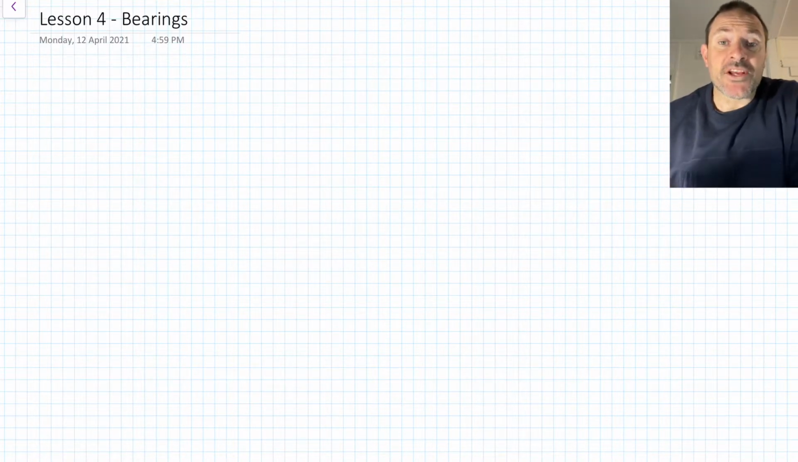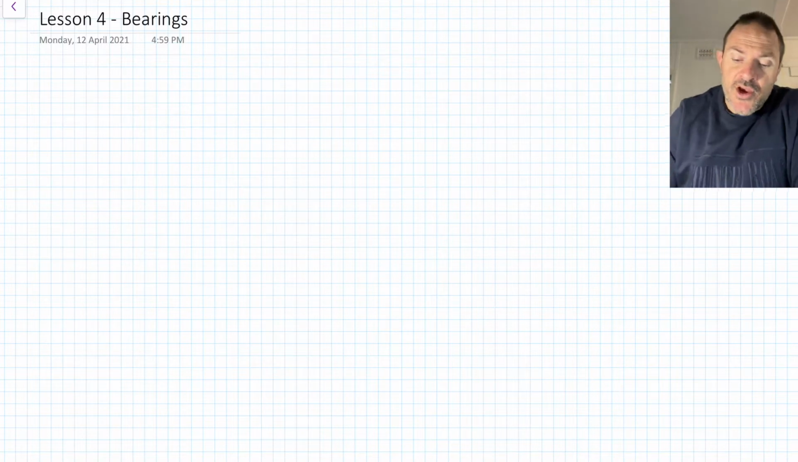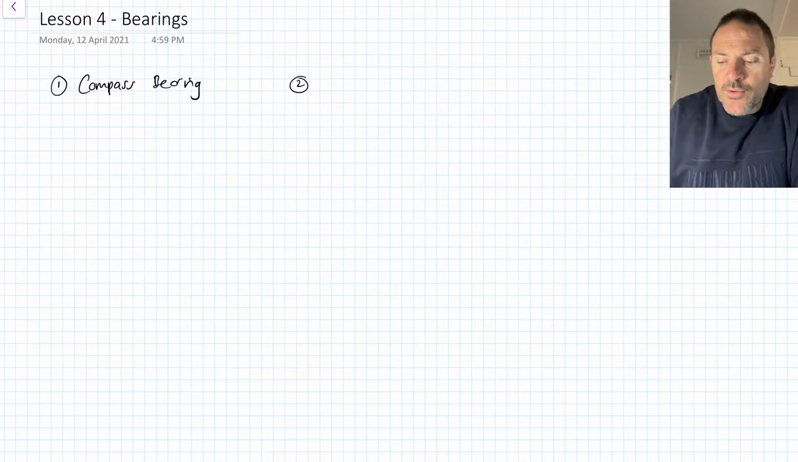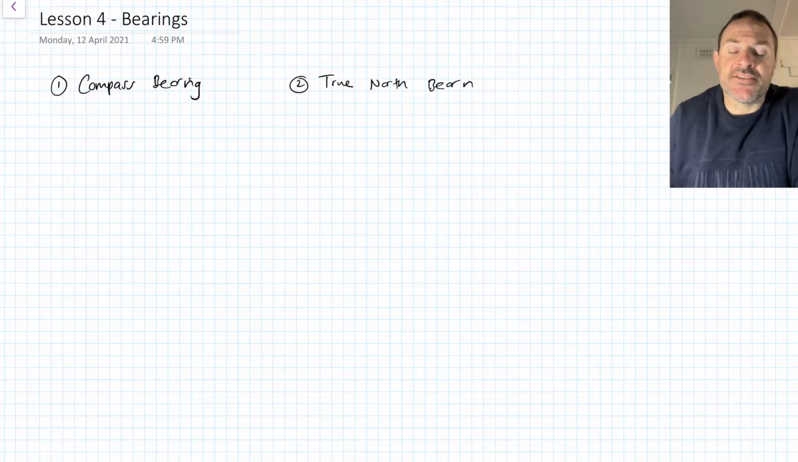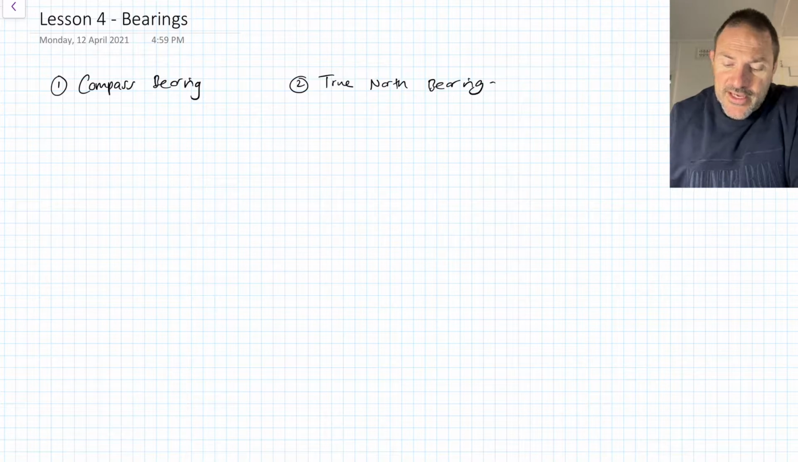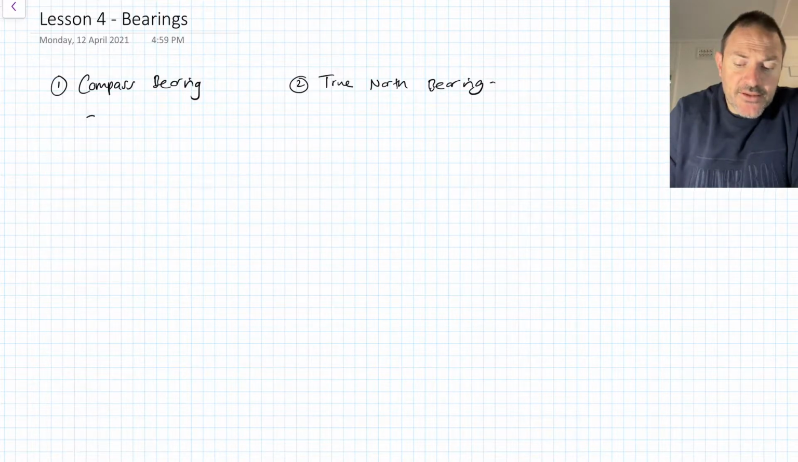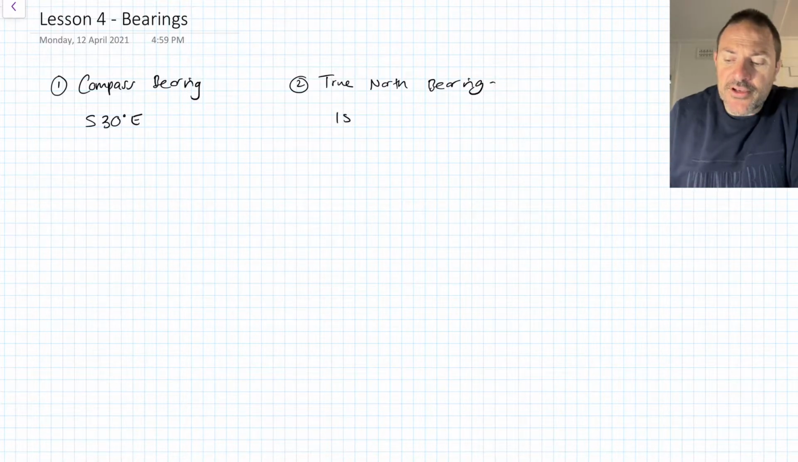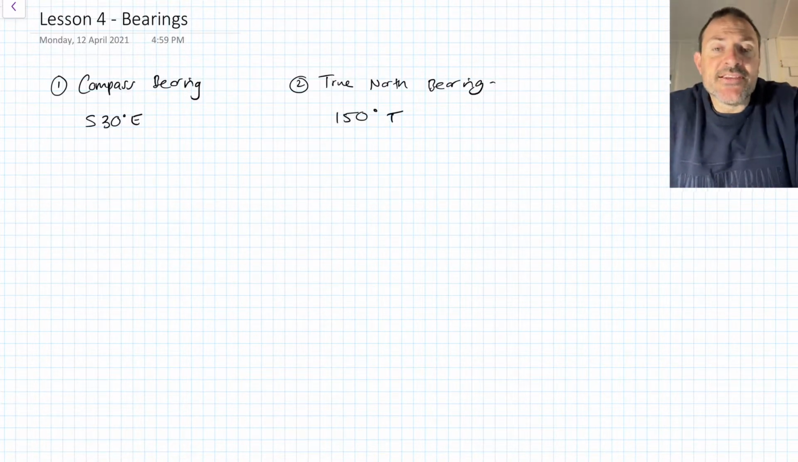Two things I want to talk about before we actually look at a question are the types of bearings. In my view, we have two types: what we call a compass bearing, and what we probably use more often than not, a true north bearing. You may remember these from previous years. So what's the difference? I'm going to give you two different bearings. For example, south 30 degrees east, and then a bearing of 150 degrees, capital T. You can see straight away that they have a different format.